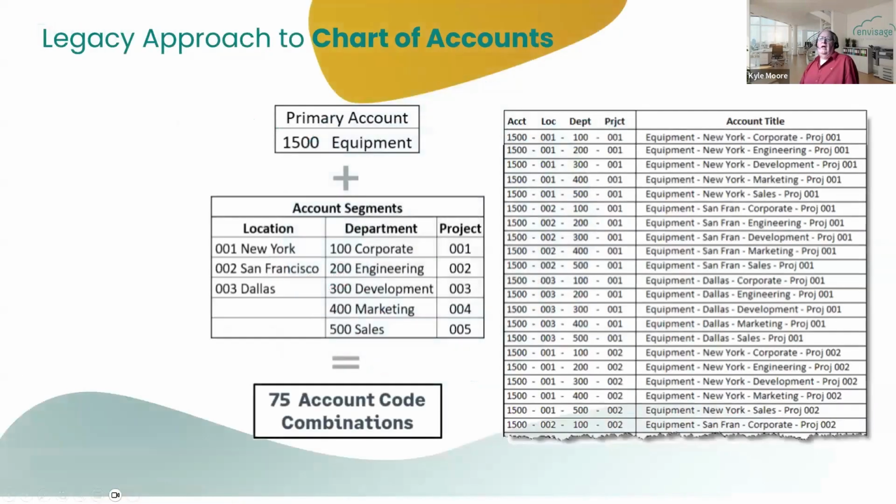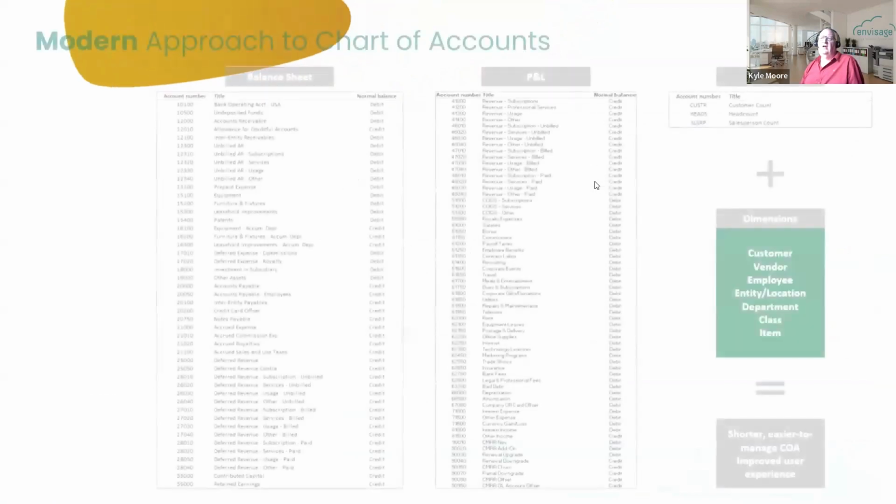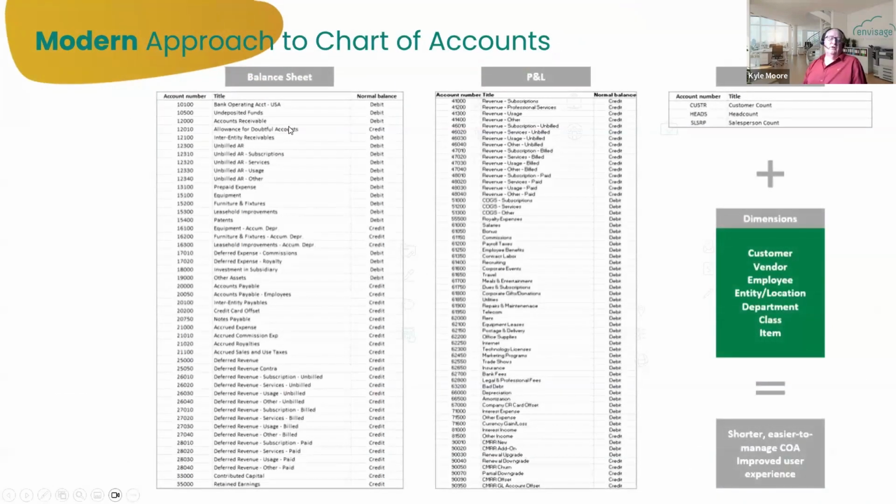So if I look at a legacy approach to chart of accounts, we might have one nominal code or general ledger code, 1500 for equipment. That can then be multiplied by locations, departments, projects. So when we multiply that, we have 75 different codes in a general ledger structure. Whereas Intacct, using dimensions, allows us to have this modern approach for a chart of accounts, with a flat balance sheet and a flat P&L, which then adds our statistical journals plus our dimensions, which equals a shorter and easier to manage route in our general ledger system.